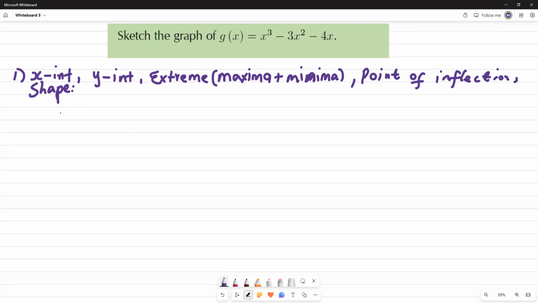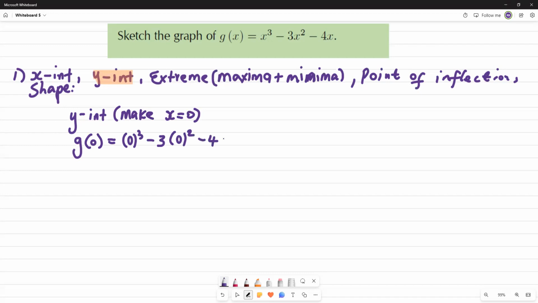So firstly, I'd like to start with the y-intercept. Remember, for the y-intercept we make x equal to 0. So I'm looking for g when x is 0, which means I have to replace all the x's with a 0 in g of x, then minus 3 times 0 squared minus 4 times 0.